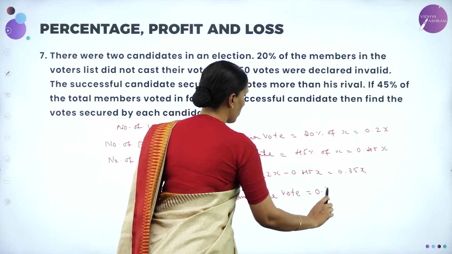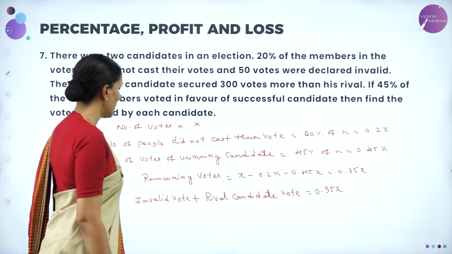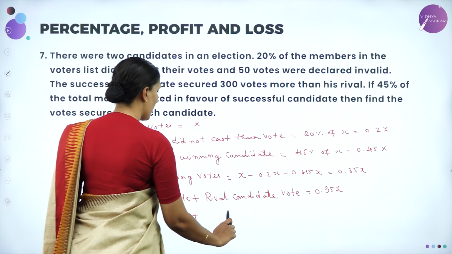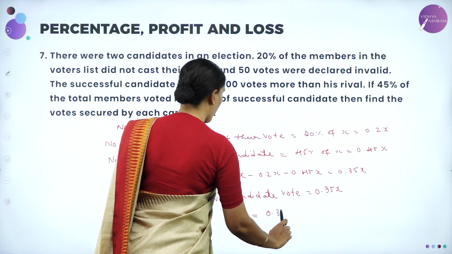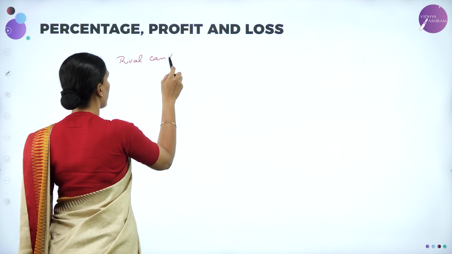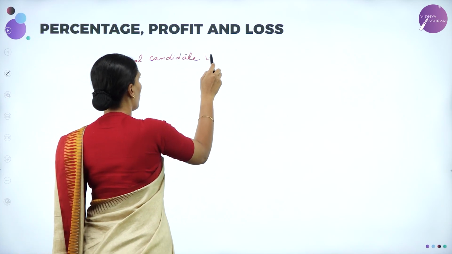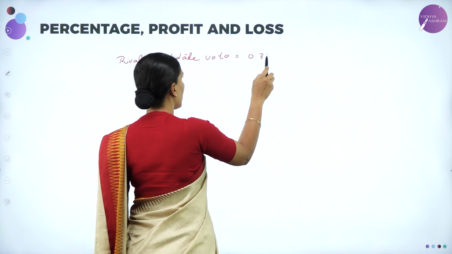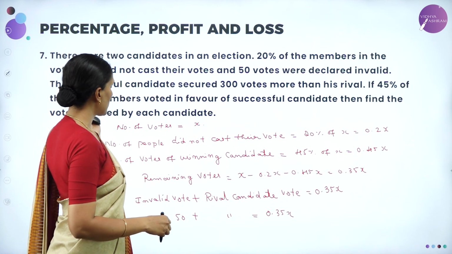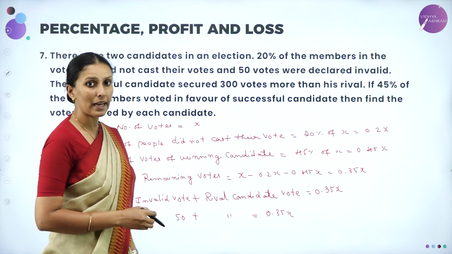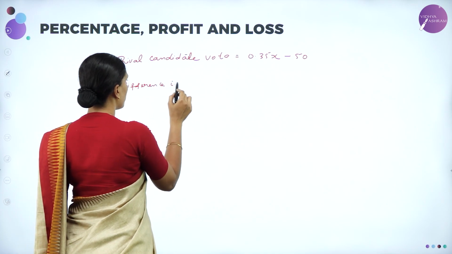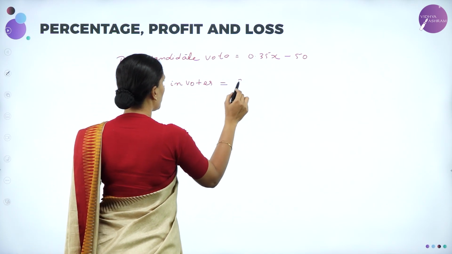So here the invalid votes are 50 plus the rival candidate votes is equal to 0.35x. So thus the rival candidate votes are equal to 0.35x minus 50. Also they have given that the difference in votes of the successful candidate and the rival candidate is 300. Therefore, the difference in votes is equal to 300.